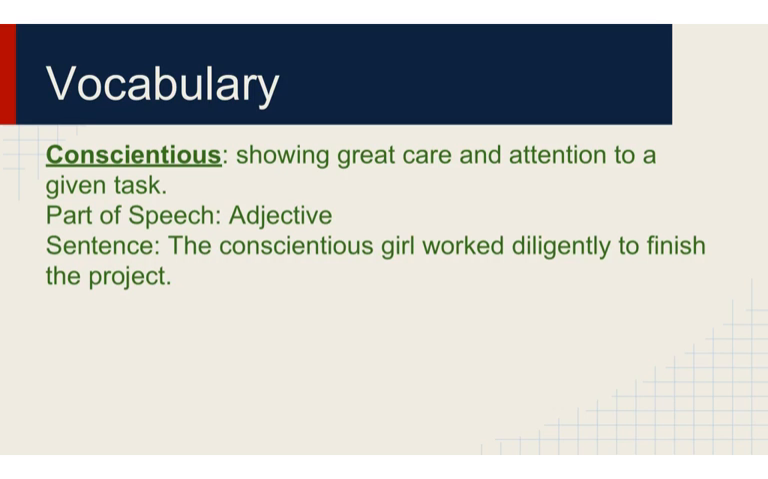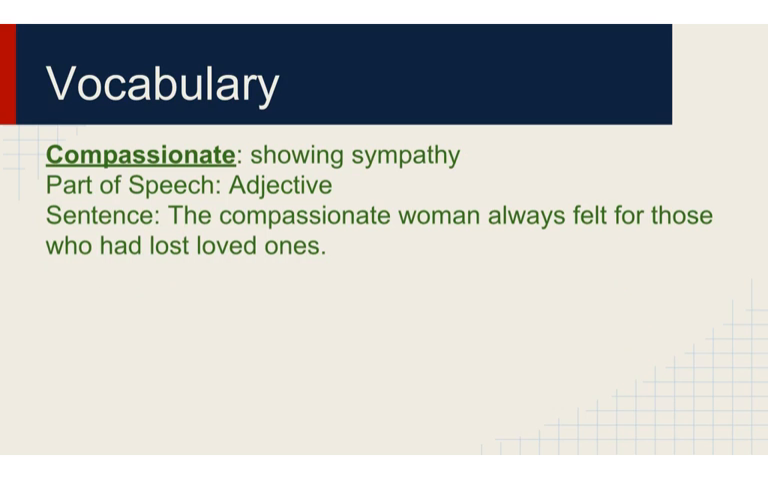Conscientious. Make sure you pay attention to the spelling on this one. Showing great care and attention to a given task. The conscientious girl worked diligently to finish the project. If you don't know what diligently means, it means she worked really hard. Compassionate means showing sympathy. The compassionate woman always felt for those who had lost loved ones. This goes along with empathy as well.